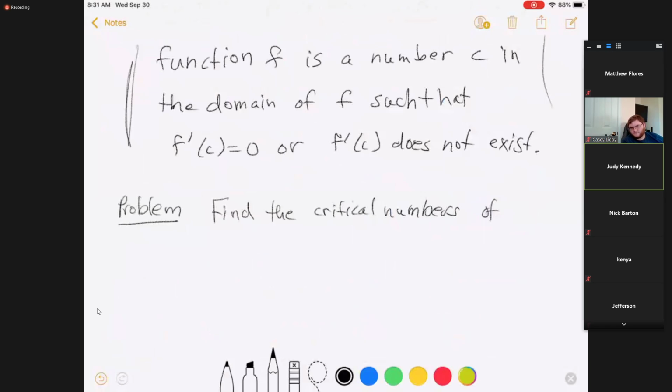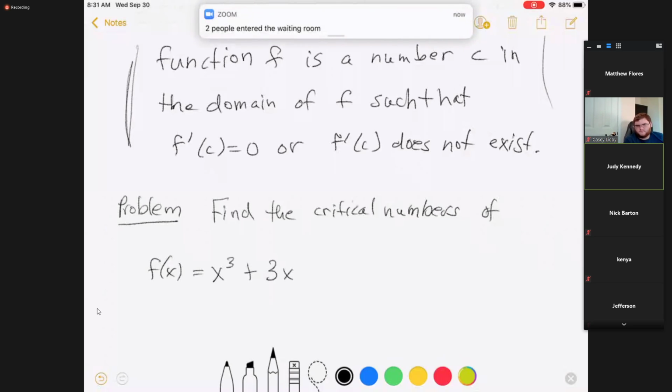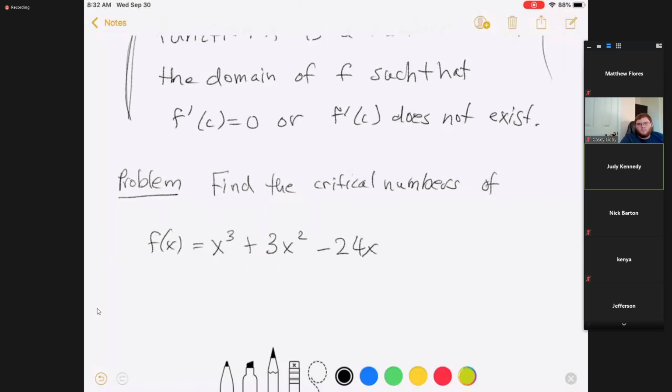Of x cubed plus 3x squared minus 24x. Okay, so I want to find all the numbers such that either the derivative is 0 or the derivative does not exist.